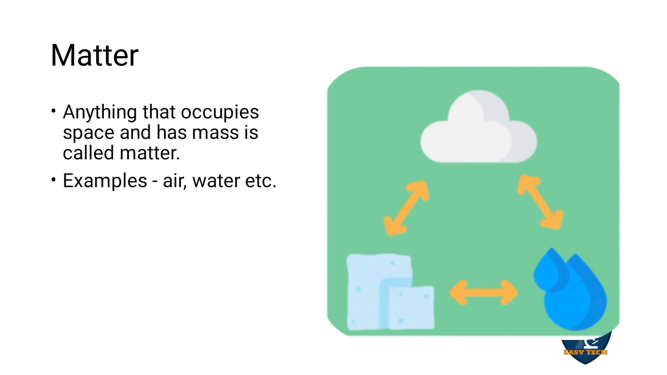Anything that occupies space and has mass is called matter. So anything in space with weight is called matter, that is, weight is nothing but the mass. Examples: air, water, even the sky. All of these are considered matter.